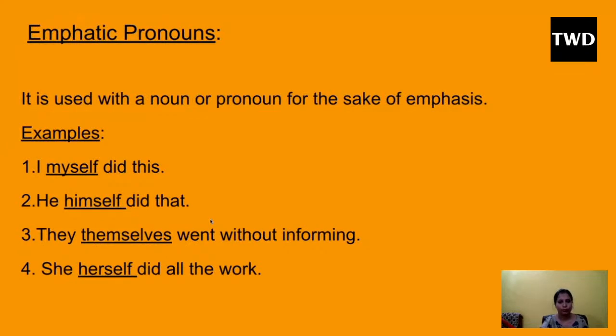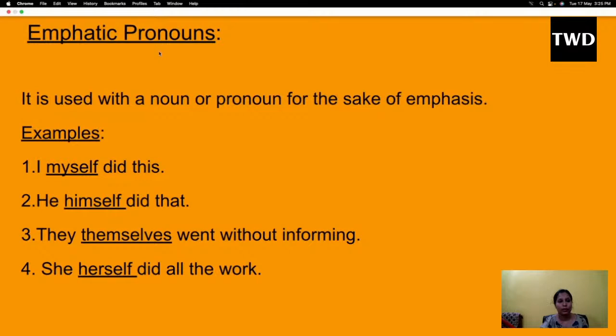Emphatic pronoun, that is when we really want to emphasize that yes, this is done by me or him or her, whoever it is. Sometimes you talk to children, "Did you do this?", then what they say, "Yes, I did it myself." So they want to emphasize that the work has been done by them. So that is when we are going to use an emphatic pronoun.